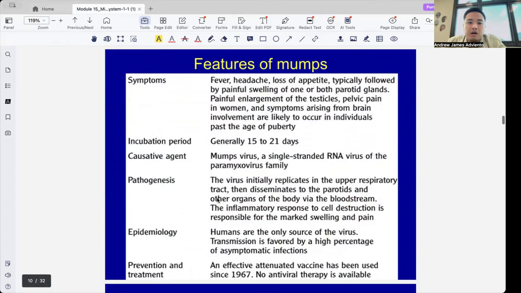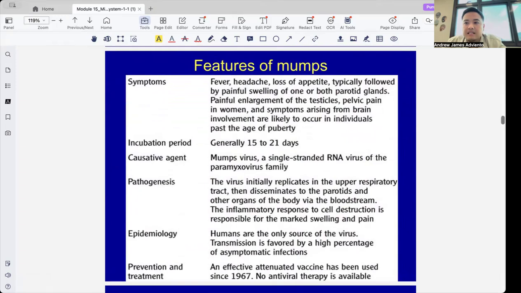Now, the features of mumps are actually listed in these slides, and we see that that includes swelling of the parotid glands and fever. The virus spreads through the bloodstream and can affect multiple organs. So humans are the only source, making vaccination very important.